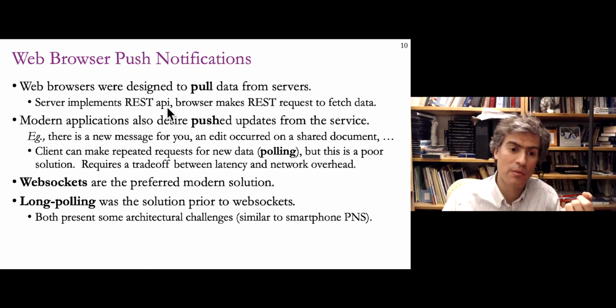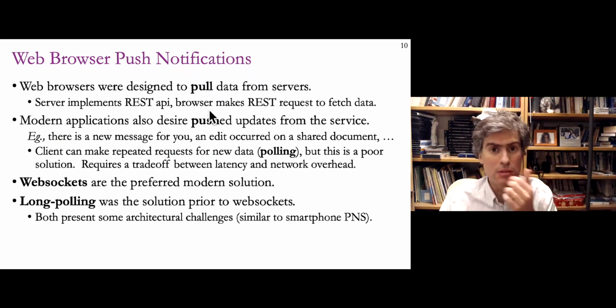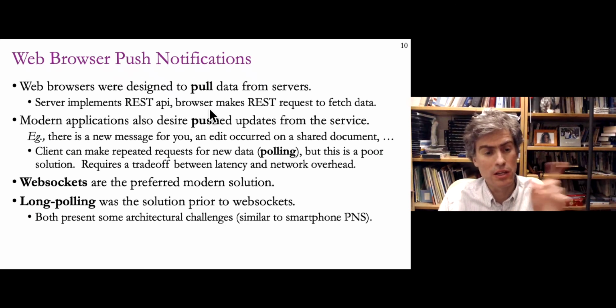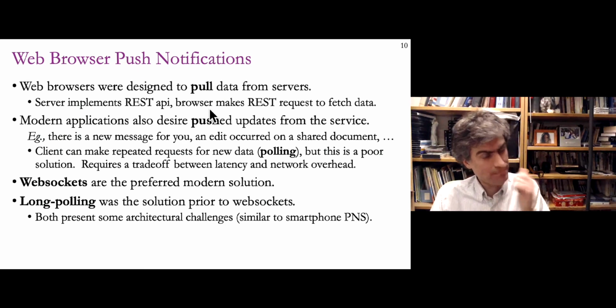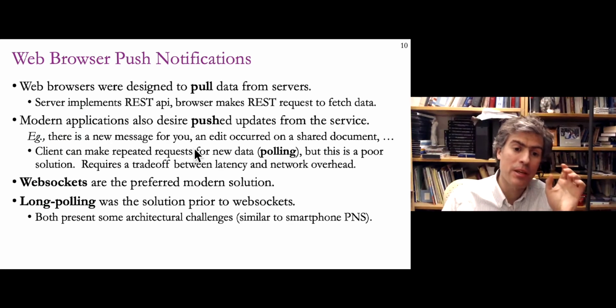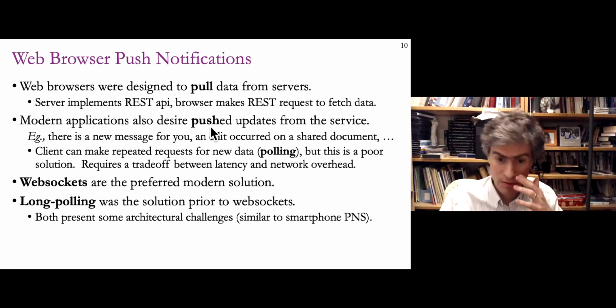So the server implements, let's say, a REST API. The browser makes a REST request to fetch data if it's happening in JavaScript, or it could be just like an HTTP GET request if it's due to clicking a link and navigating to a new page. Okay. But many modern applications also want to have some kind of pushed updates from the service.